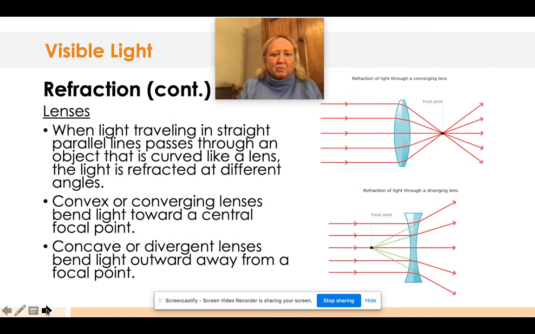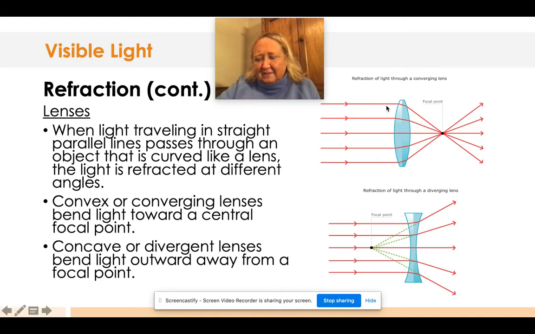Some more things with refraction. Now we're going to start talking about different lenses. Again, when light is traveling in those straight parallel lines, no closer together, no further apart, and it passes through something that is curved like a glass lens, the light is refracted or bent at different angles. There are two types of lenses. One is called convex or converging, converging meaning coming together.